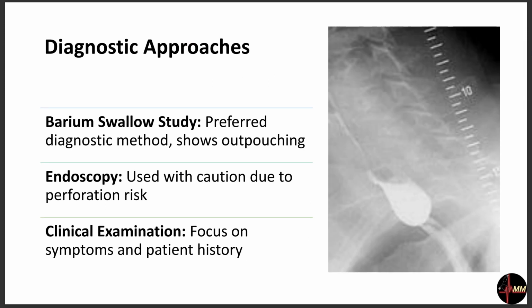Diagnostic approaches primarily include a barium swallow study, which is the preferred method that shows outpouching. Endoscopy is used with caution due to the risk of perforation.